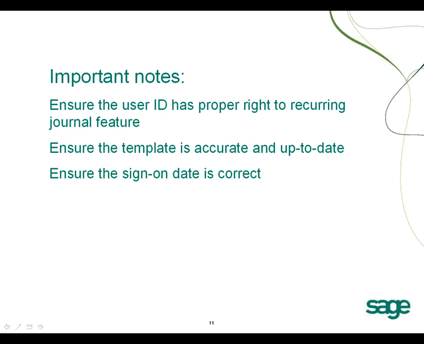The recurring journal entry posting happens when a user logs on BusinessVision. Therefore, you must ensure that the user ID has proper right to recurring journal feature. You also need to make sure the template is accurate and up to date, and ensure that the sign-on date is correct.